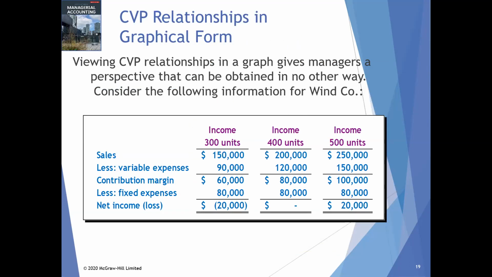Next, see the cost volume profit relationship in graphical form. So when there were 300 units, 400 units and 500 units, these were the incomes available. If there were 300 units, the income was negative; the company was not in a position to cover the fixed cost, the rent of the building. It was not covered, right? It might have been covered from other lenders as a loan. Here it is covered at 400 units, but at 500 units, yes, there is a net profit.